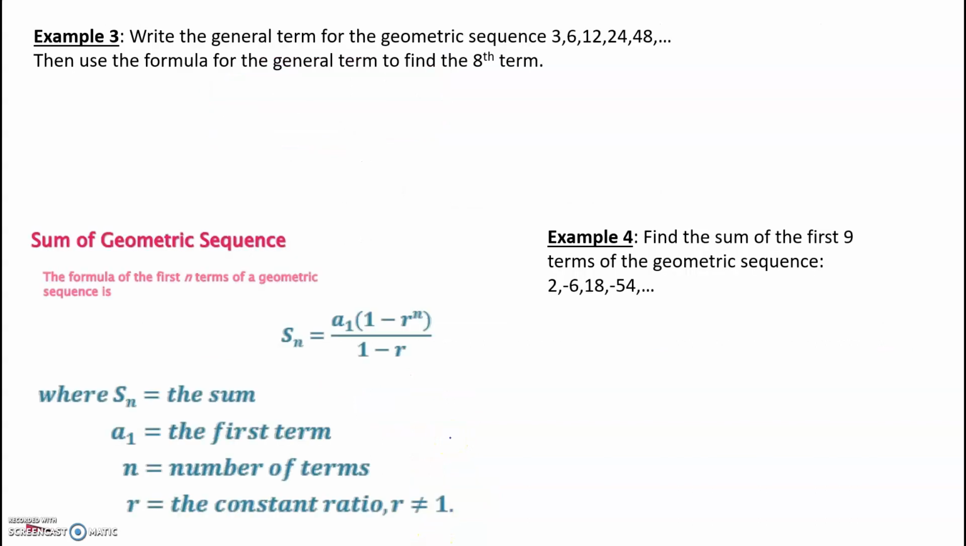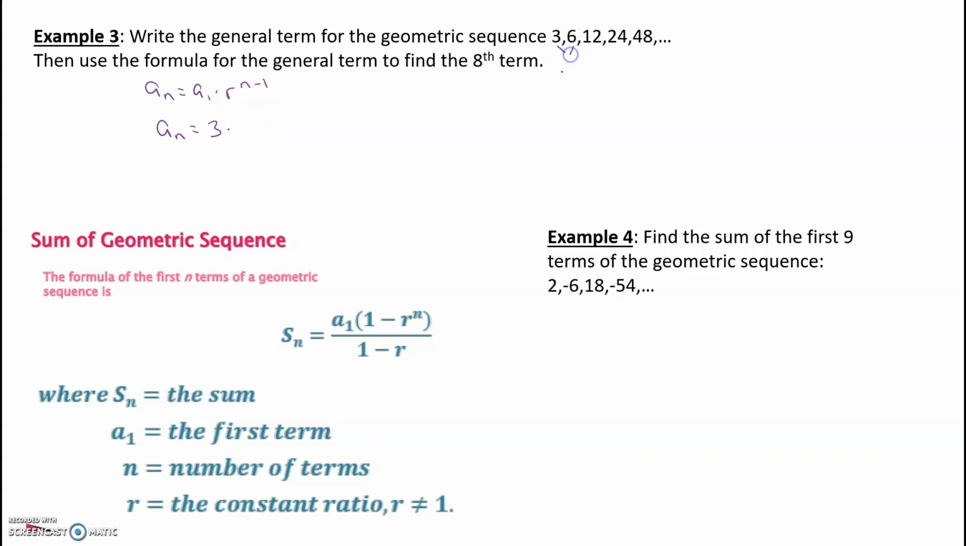Next one. Write the general term for the geometric sequence. So we're going to use our formula. A sub n equals a sub 1 times r to the n minus 1. So let's write our general term formula. So a sub n is the first term, which is 3, times our ratio. So we have to actually figure it out here.